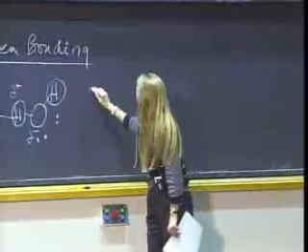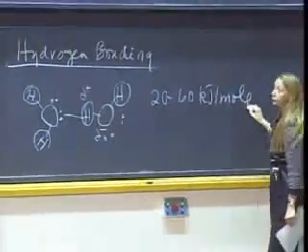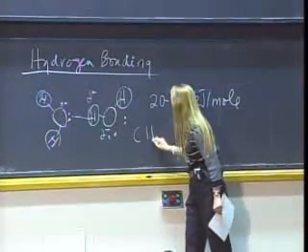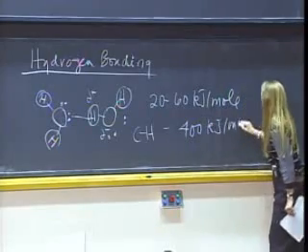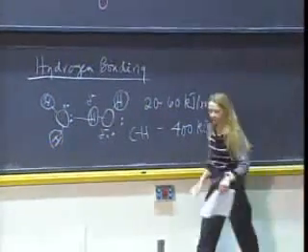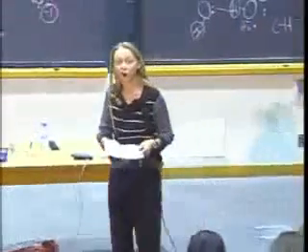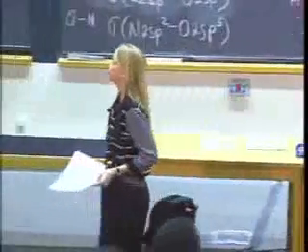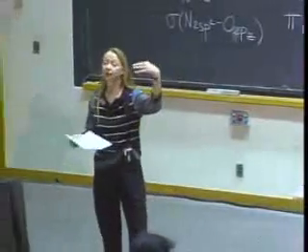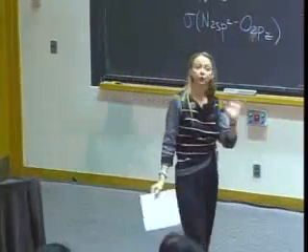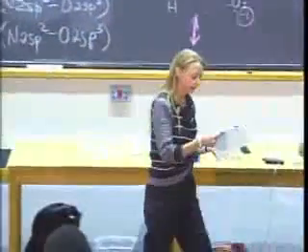And that bond ranges from 20 to 60 kilojoules per mole. Certainly not as strong as a covalent bond. You know, a CH bond, it's 400 kilojoules per mole, but about a tenth of that strength. And it turns out to be very important. Hydrogen bonds determine the properties of water. They determine the structure of proteins. DNA owes its helical structure to hydrogen bonding. Trees stand up straight because of hydrogen bonding in the cellulose chains.